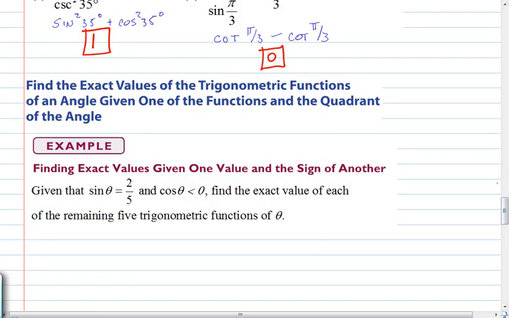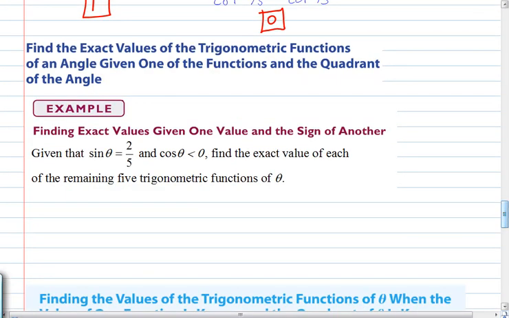Finding exact values of trig functions of an angle given one of the functions and the quadrant of the angle. There are multiple ways to go about doing this. I'm just going to pick one and go with it, and if you know another way that makes sense to you, feel free to share. So we have sine theta is equal to 2/5, and cosine is negative. That means that theta terminates in what quadrant?